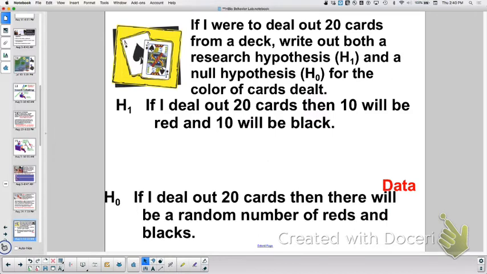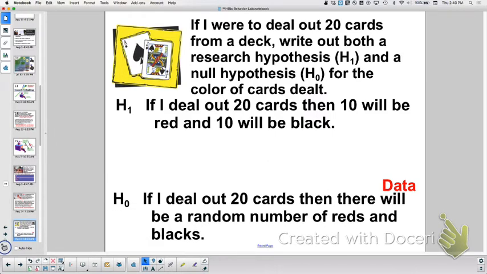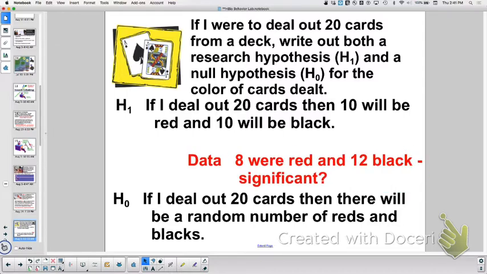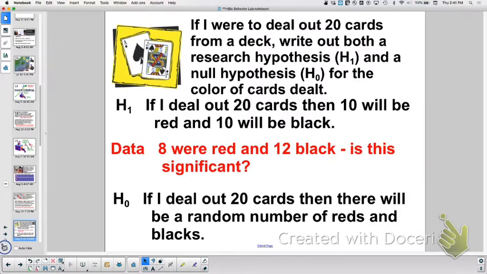If I did a null hypothesis, if I said if I deal out 20 cards, I could have random amounts of red and black, that's a place where a null hypothesis isn't any good. Well, let's look at the data. 8 were red and 12 were black. Do you think that is significant? Could that have happened due to chance? Yeah. Or could I have failed to shuffle the cards?